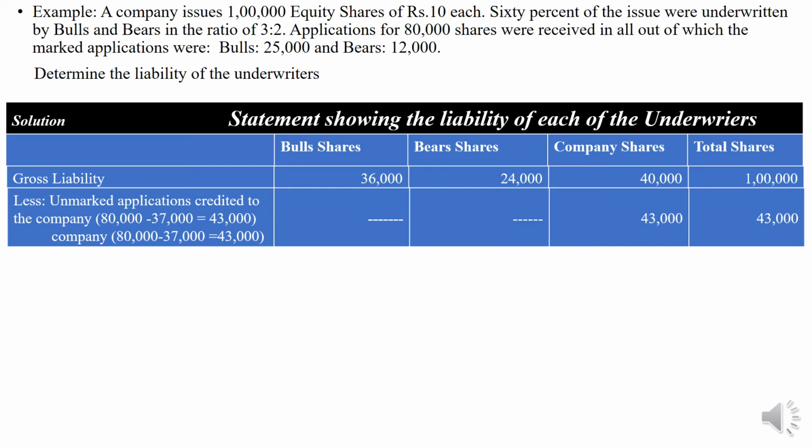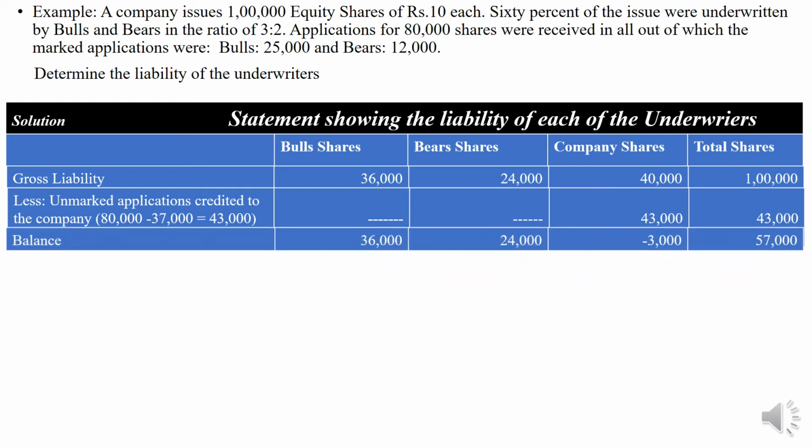Unmarked applications. So total applications are 80,000. In that, the marked applications are 25,000 plus 12,000, which is 37,000. So hence the unmarked applications are 43,000. Okay, so that should be credited to the company. Credited here 43,000, so that we get a balance.